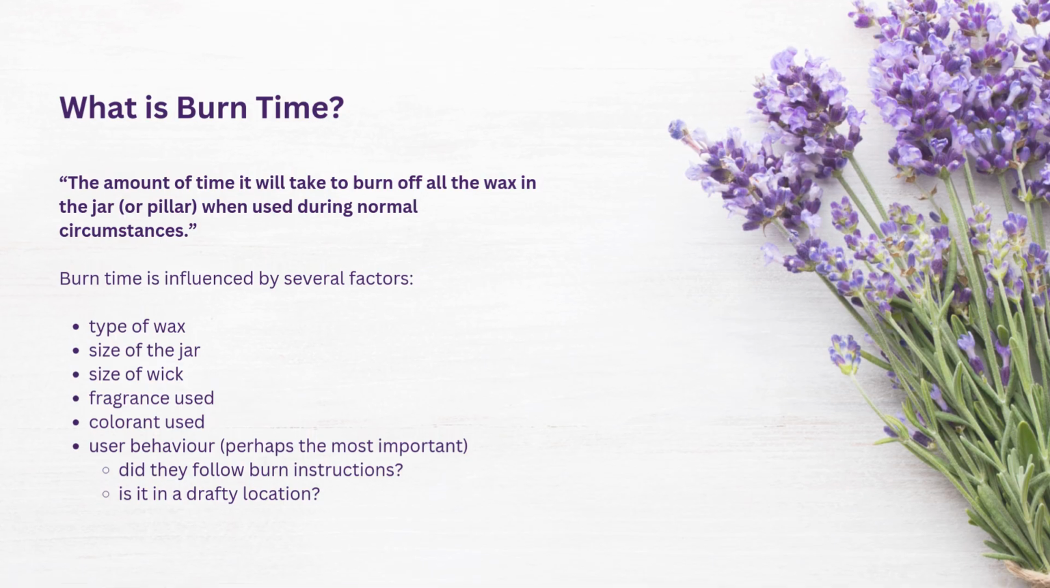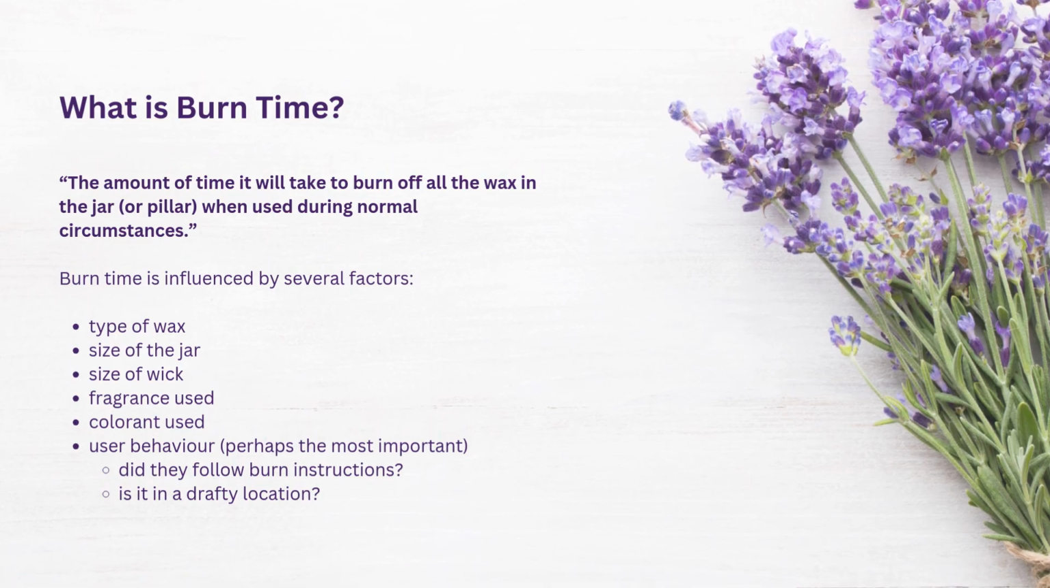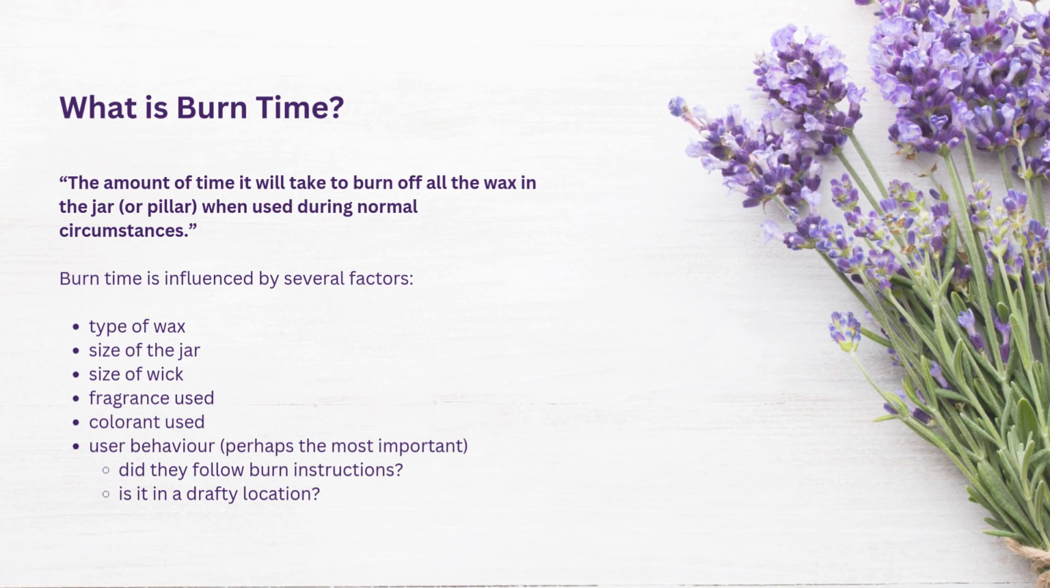There are many factors that can affect the burn time, such as the type of wax. Is it soy or paraffin? Two candles the same size might burn differently. Soy tends to burn slower than paraffin. The size of the jar, of course. The size of the wick you've used. The fragrance and how much of it you used. Is there any color or not? And most importantly, user behavior.